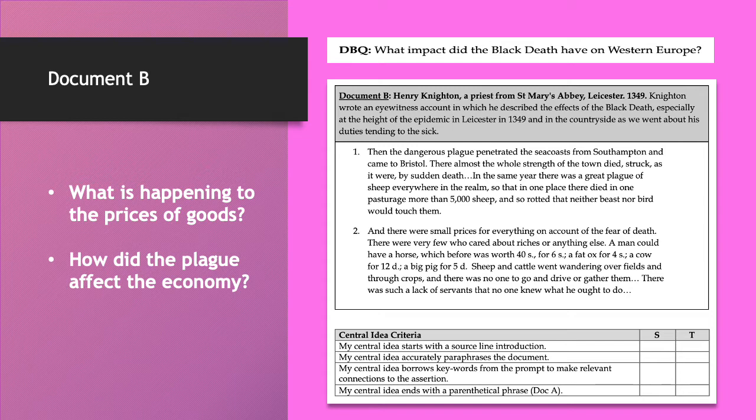Right? And the plague is really affecting the economy. I mean, there are so few servants. They don't know what to do. The servants are the people that really uphold the feudal system, right? We know this. So I want you to keep all that in mind as you answer your questions for document B at this time.